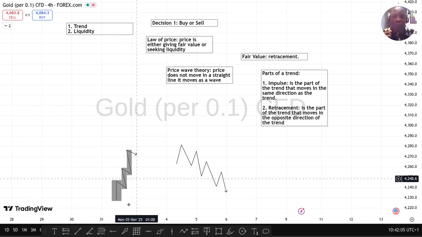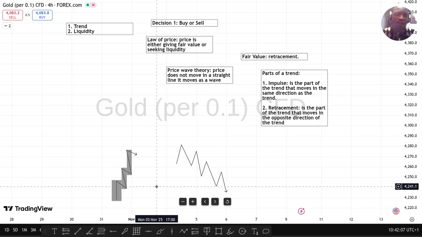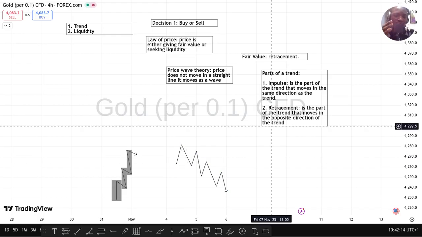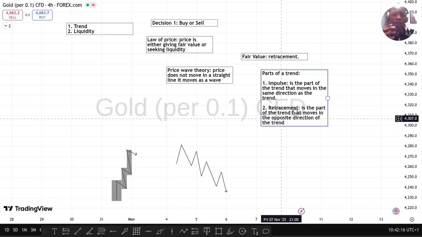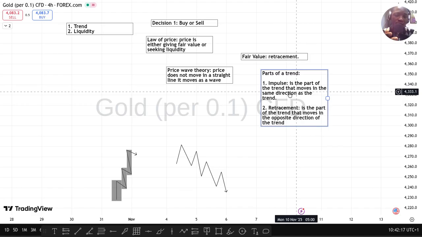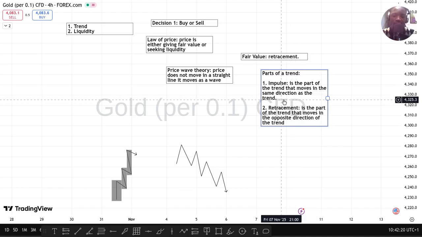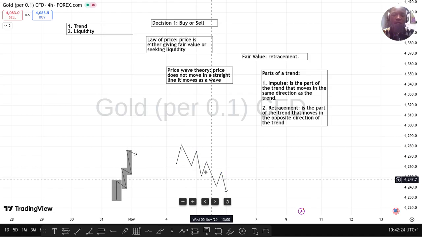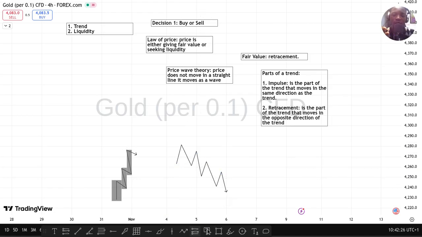In this uptrend, the parts that buy are simply the impulse moves. Now in this downtrend, what parts of this trend are the impulse moves? Yet again, very simple. An impulse move is the part of the trend that moves in the same direction as the trend. So the parts of this trend that move in the downward direction in a downtrend, those are our impulse moves.